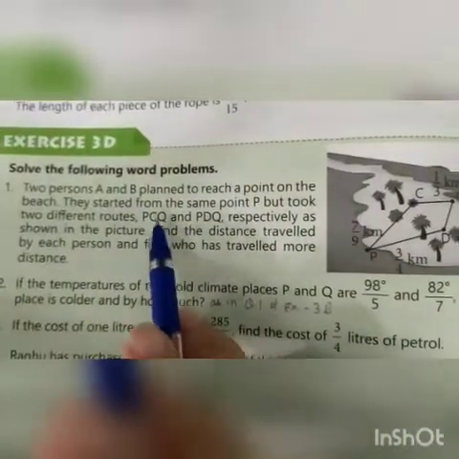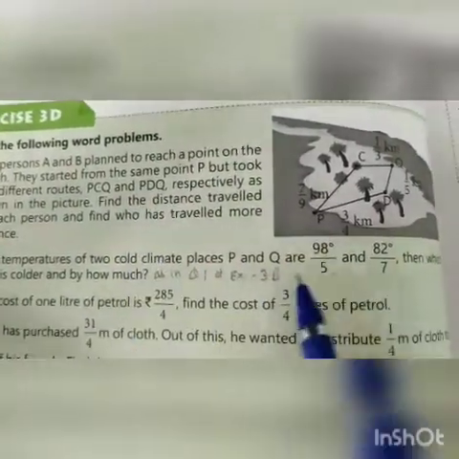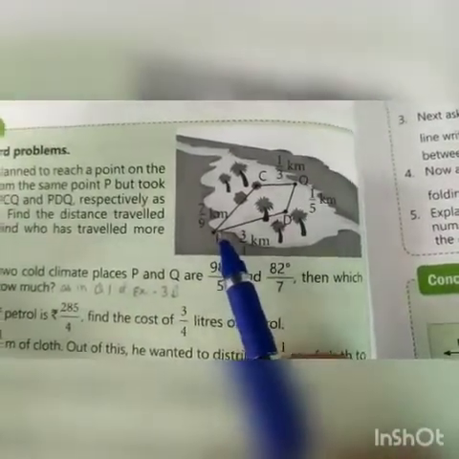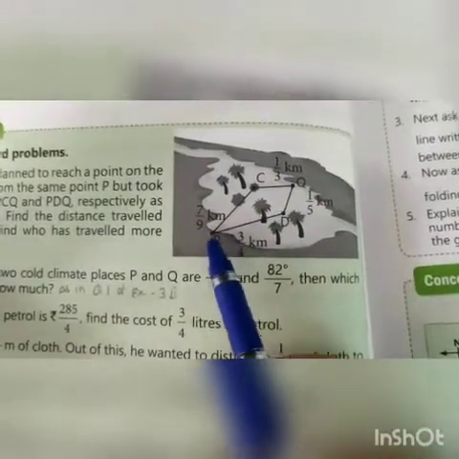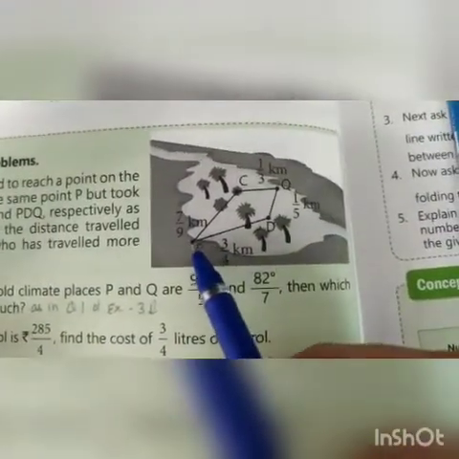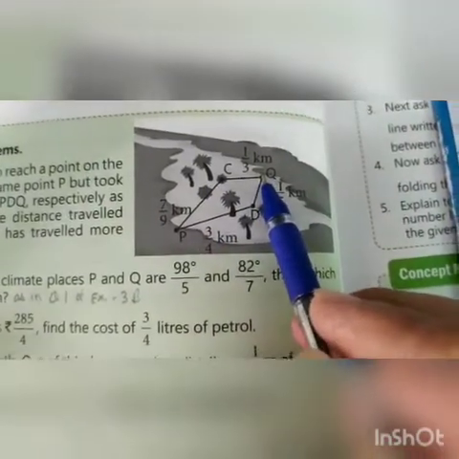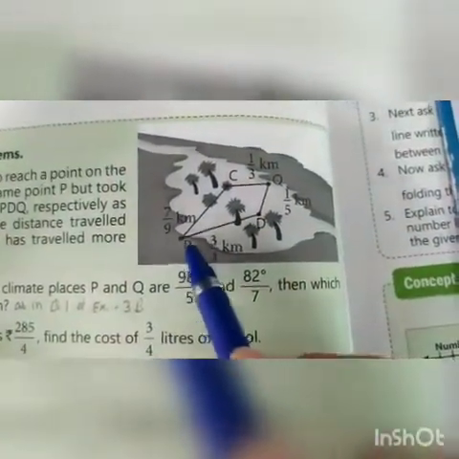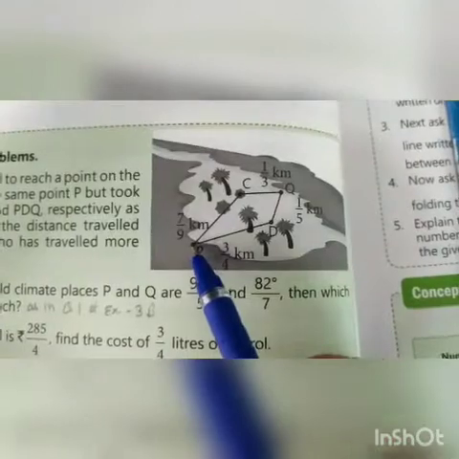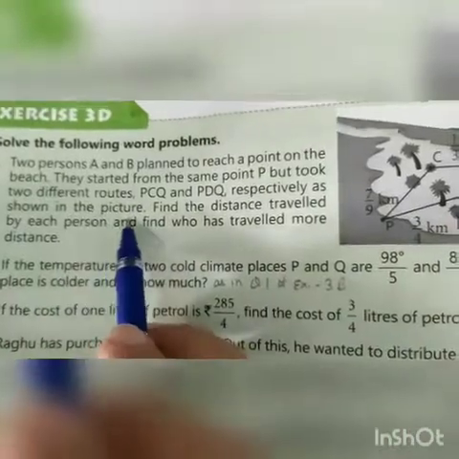And what is the question? There are two persons A and B. They planned to reach a point on the beach. They started from the same point P, but they used different routes to reach this point Q. Person A first goes from P to C, then C to Q. But person B first goes from P to D and then from D to Q. They are using two different paths, PCQ and PDQ, respectively, as shown in the picture.